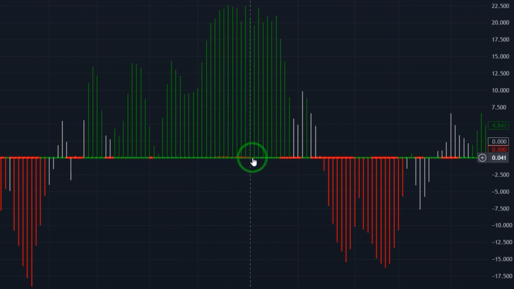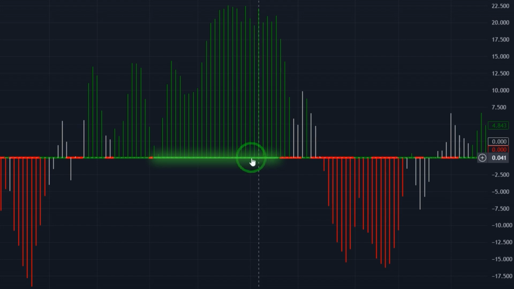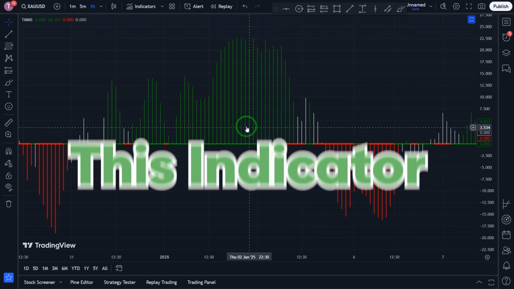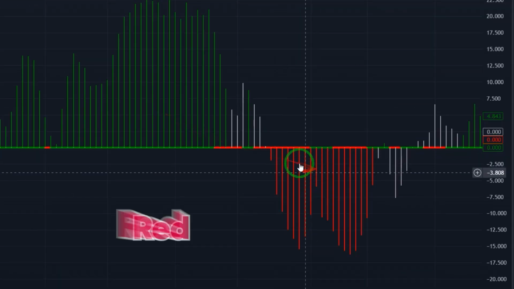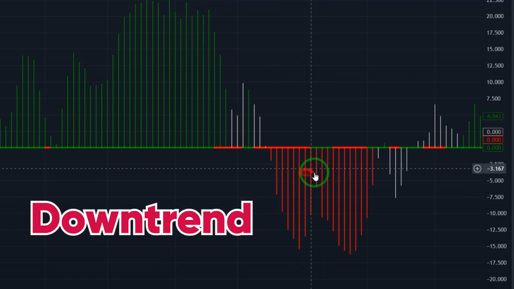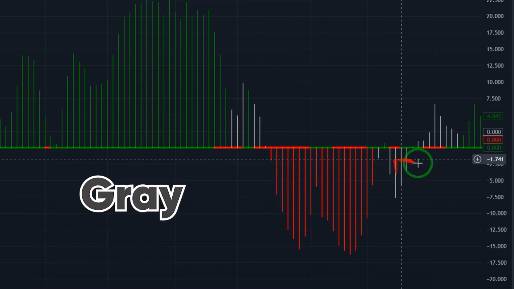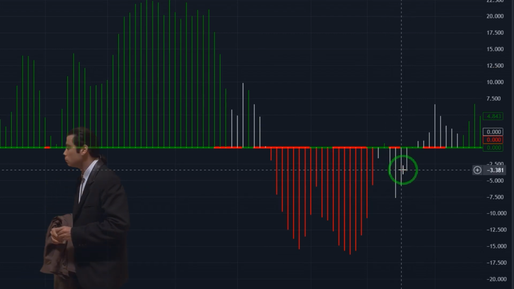Whole moving average. This feature helps you better identify the trend direction. Green dots on the zero line indicate a bullish trend. Red dots on the zero line indicate a bearish trend. Now we need to know how to use this indicator. If the zone is green, think about buy trades. If the zone is red, there is a possibility of a downtrend, so it's better to consider selling. If it's gray, the market lacks clear conditions, and it's better to wait for now.